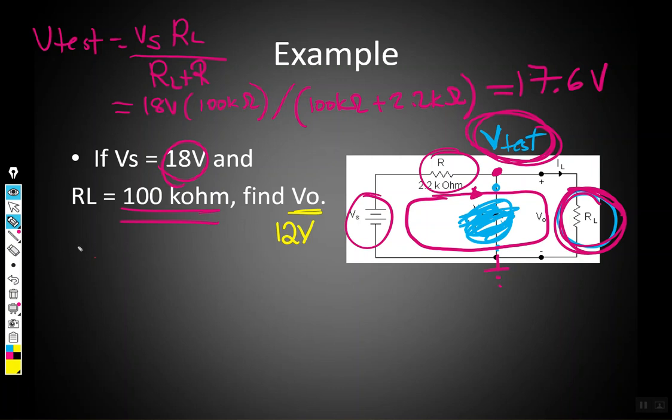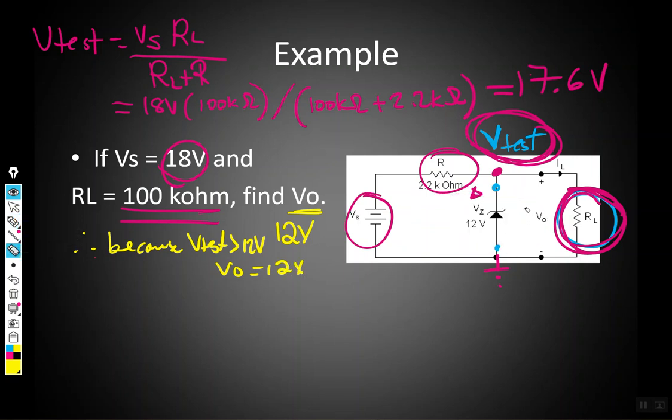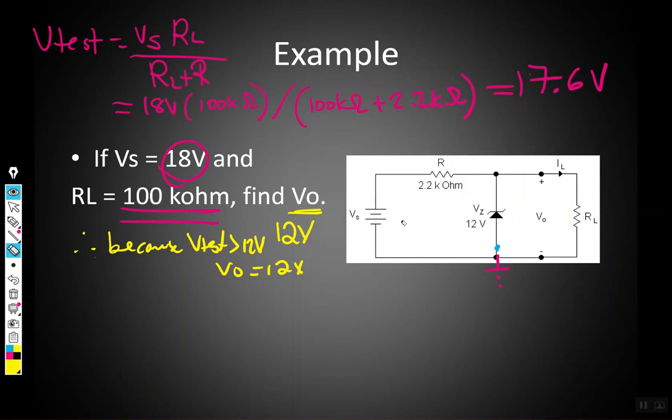We're saying therefore, because V test is greater than 12 volts, V out equals 12 volts, and that's our V out when we put this Zener diode back into the circuit. Okay, so the next thing that we should actually find, it doesn't say it here on the screen, but let's go ahead and do it. Let's find our currents in the circuit.